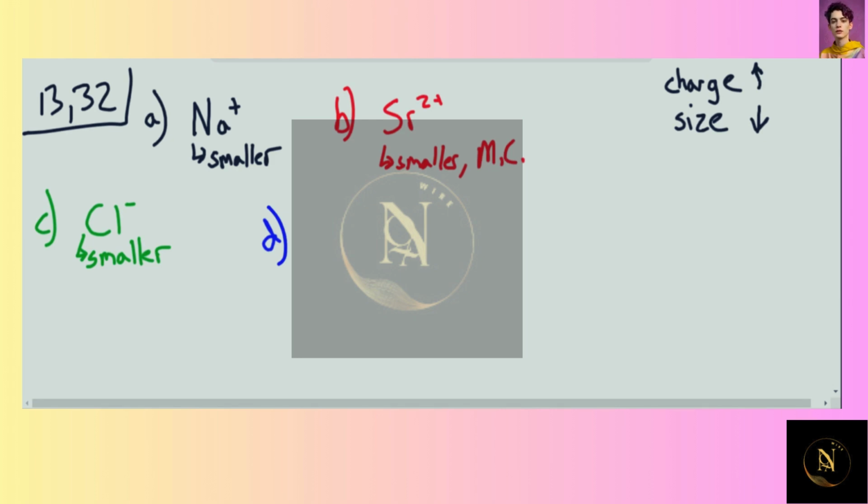And D, we have O2 minus or F minus. So here, oxygen has more charge. Fluorine would be slightly smaller, but the bigger factor here is the additional charge unit. So O2 minus has more charge, so it's higher charge density.